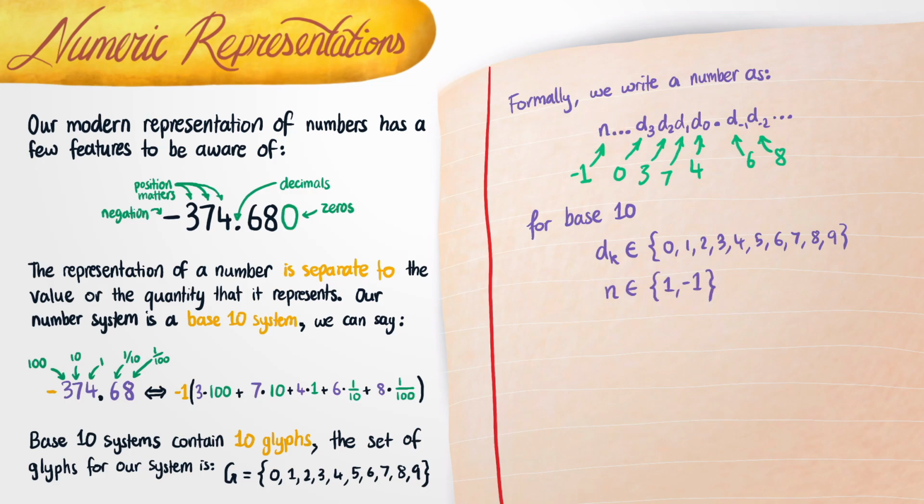Now, we chose the set of glyphs to be this one over here, this g. So the cardinality of our set of glyphs is actually 10. And that means if you try comparing two digits, the value of the digit to the left is going to be 10 times larger than the digit to the right. But that only really applies if we choose base 10.